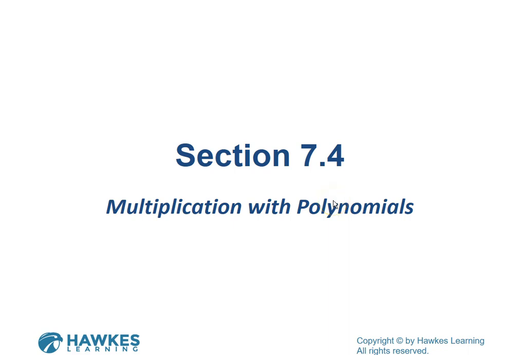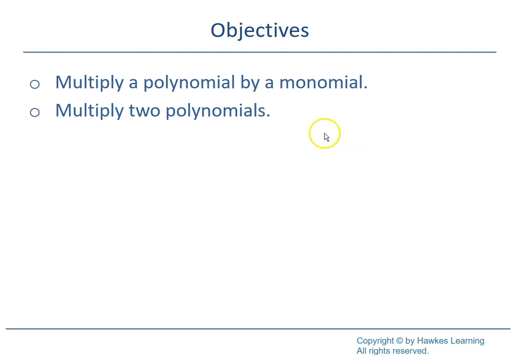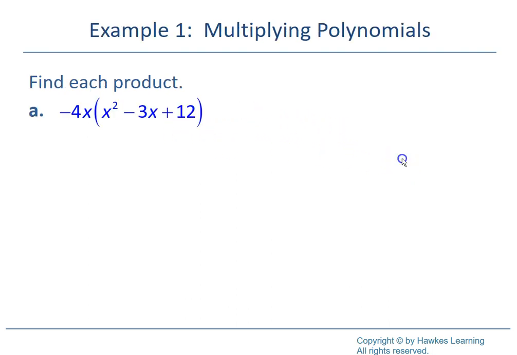Again, these are going to be short reviews and reviewing strategy to get the right answer. So we're going to multiply with polynomials, and these are our objectives. And here we have a monomial times a trinomial, and we're just going to distribute to each of the terms.